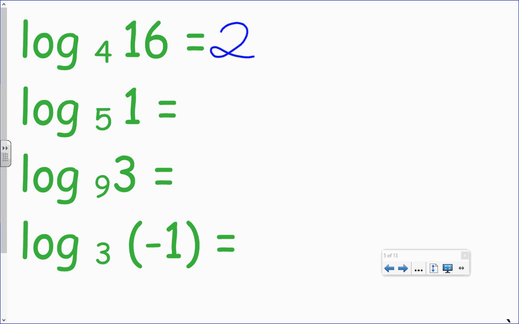Very good. Pod 2, what do you think about log base 5 of 1? 0. Good. 5 to the 0 power would be 1, so log base 5 of 1 is 0.